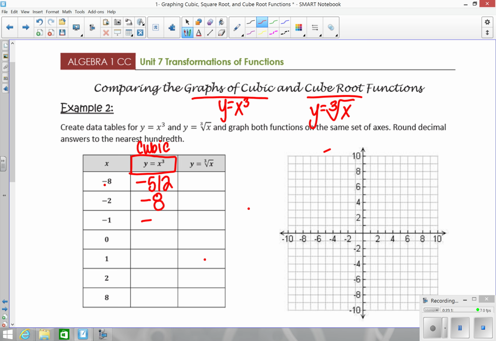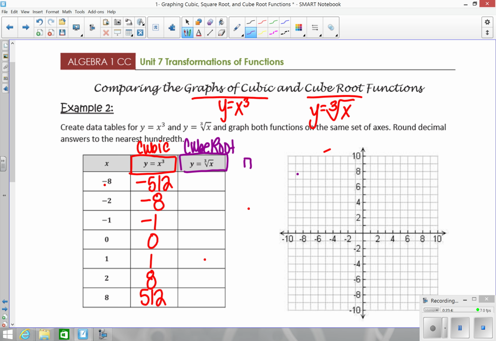-1 cubed is going to give you -1. 0 gives you 0. 1 cubed is 1. 2 cubed is 8. 8 cubed is 512. When we cube root these, so this is going to be your cube root function, you're going to use that control key and then hit the caret to get what we're going to call the nth root key, meaning you can switch whatever root you want.